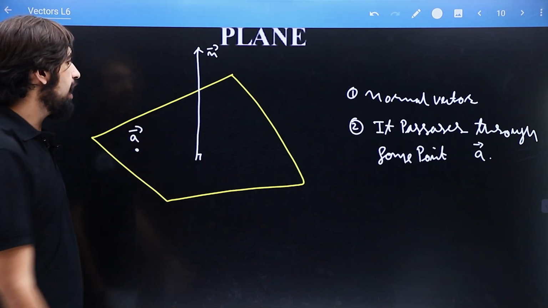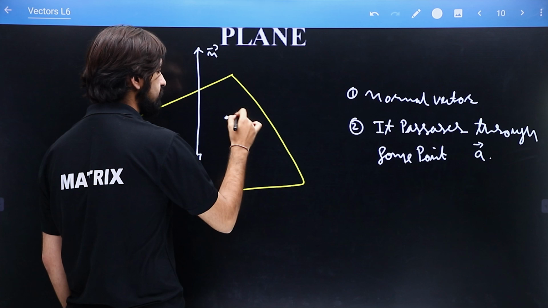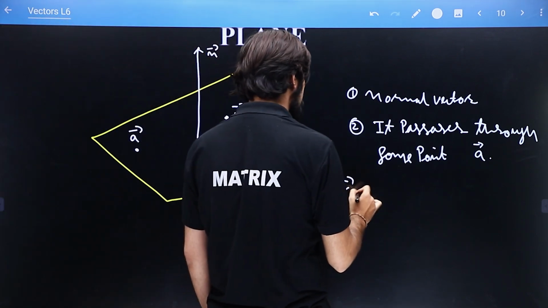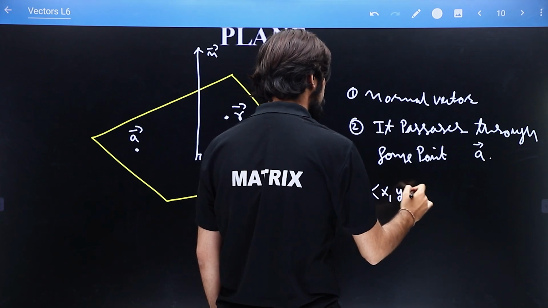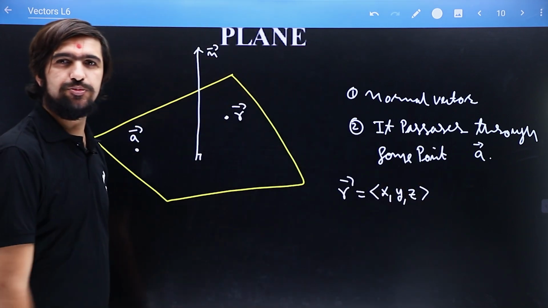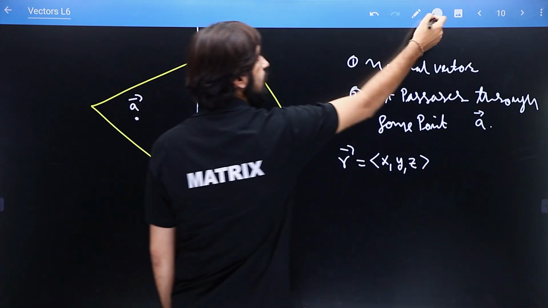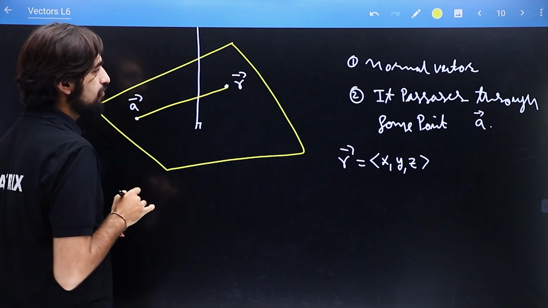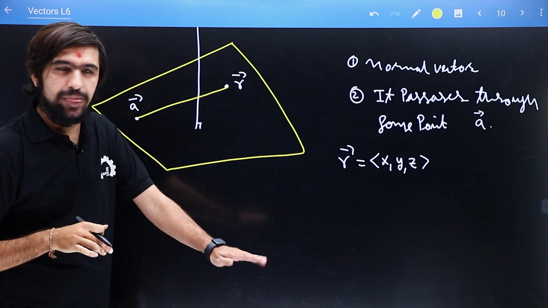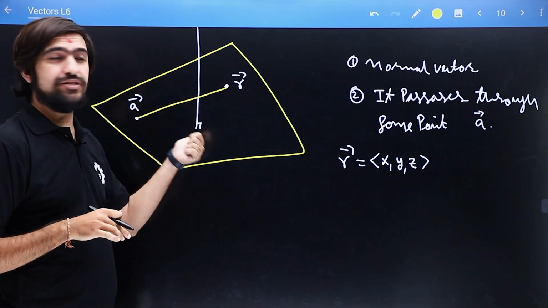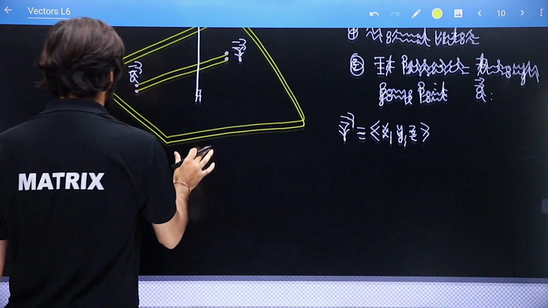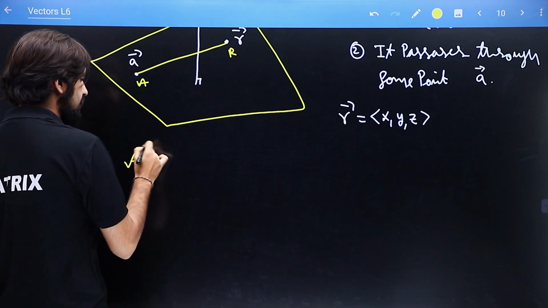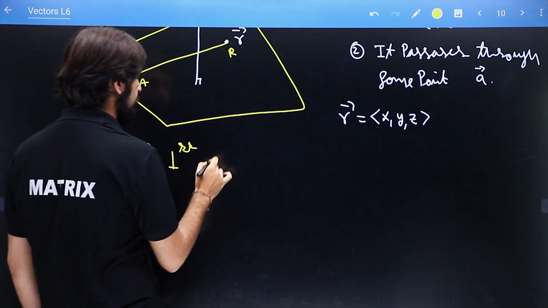That is also done. And you can take any point R which represents the whole plane. What is R? R is always the position vector of x, y, z. Now this is your AR vector. AR vector lies in the plane and the normal vector is perpendicular to the plane, so that is also perpendicular to this AR vector. So what we can say, let's say A and R: AR vector is perpendicular to the normal vector.